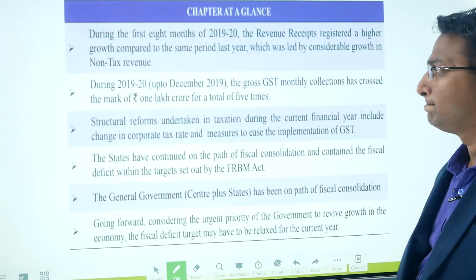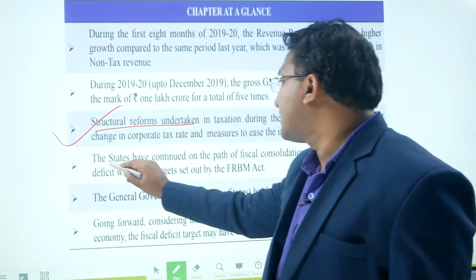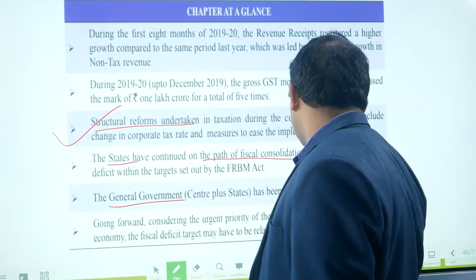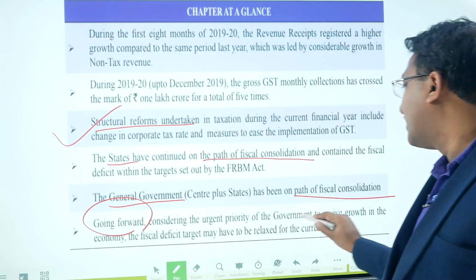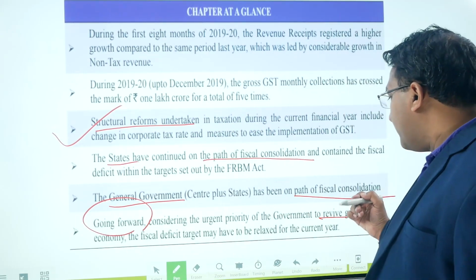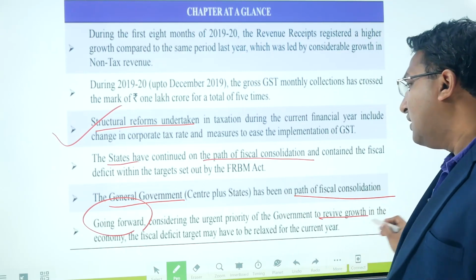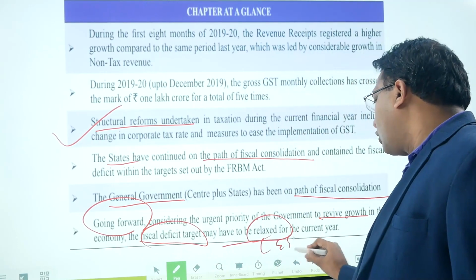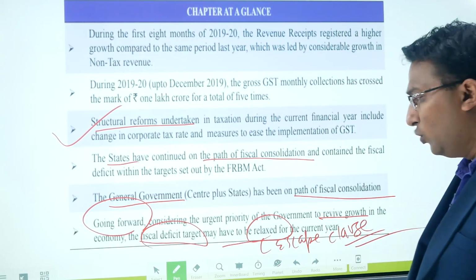Chapter at a glance. Out of these structural reforms we have seen, states have continued to be on the path of fiscal consolidation. General government is on the path of fiscal consolidation. Going forward, considering the urgent priority of the government to revive the growth, so we are in the middle of a cyclical slowdown. So our priority is to revive the growth, not to control the fiscal deficit. In the economy, the fiscal deficit target has to be relaxed. So here you can see the escape clause coming into the picture. The escape clause proposed by the NK Singh committee is coming into the picture, right?